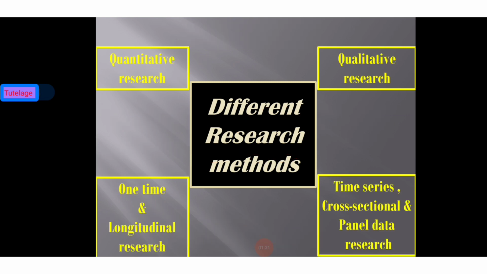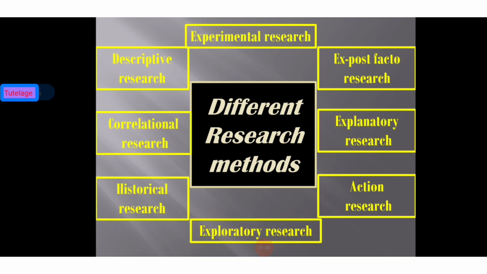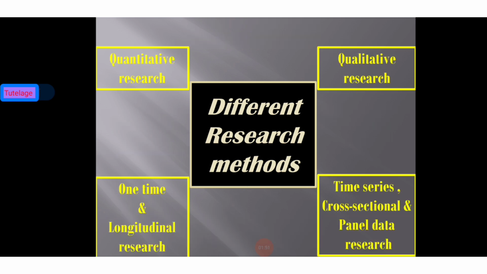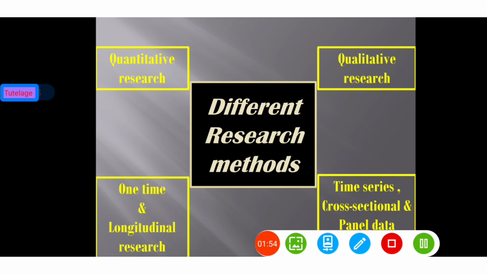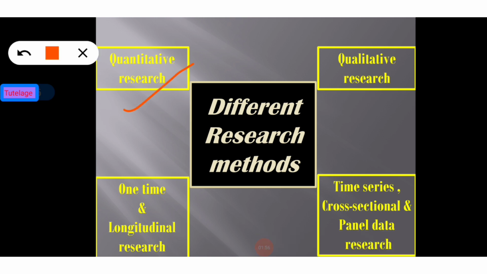So there are some different types of research methods. The first ones for today's discussion are ex post facto research, explanatory research, exploratory research, and correlational research. Going to the next slide, here we can see other research methods: quantitative and qualitative, one-time, longitudinal, time series, cross-sectional, and panel data research. Now going to the explanation of different types of research methods. Move on to the next slide.